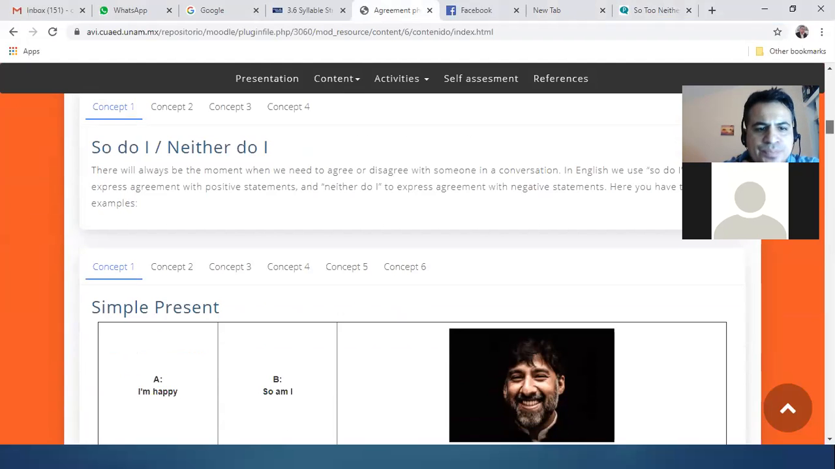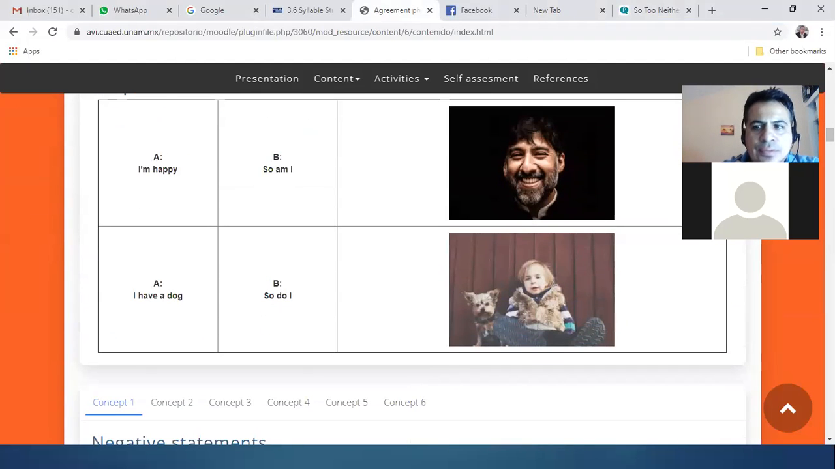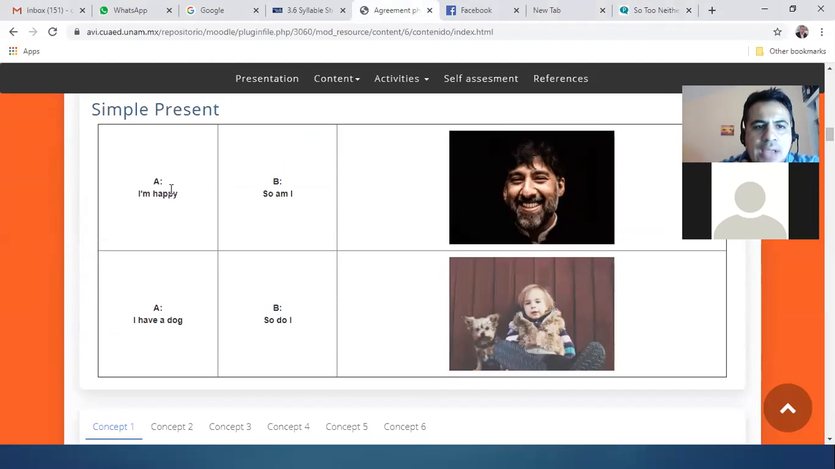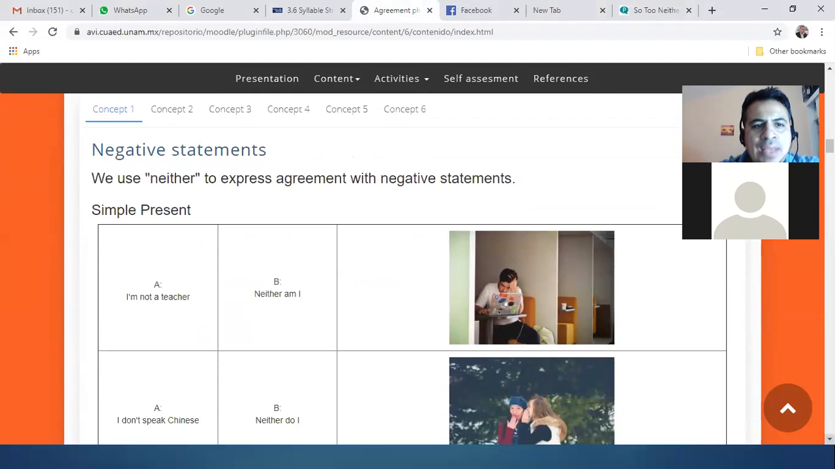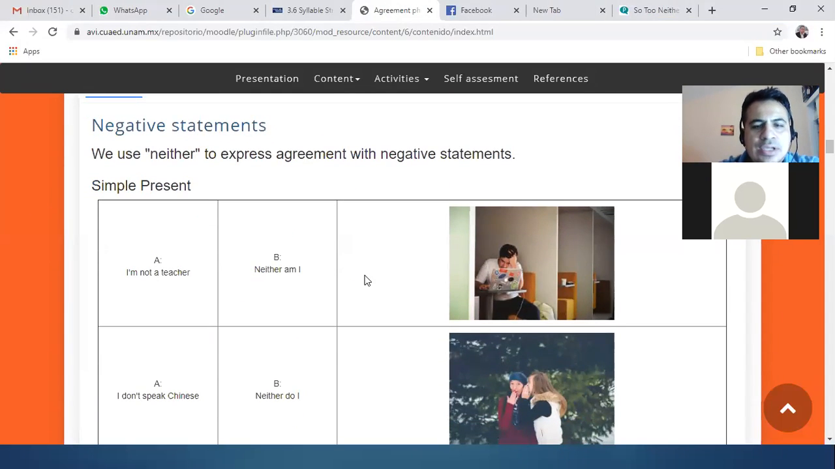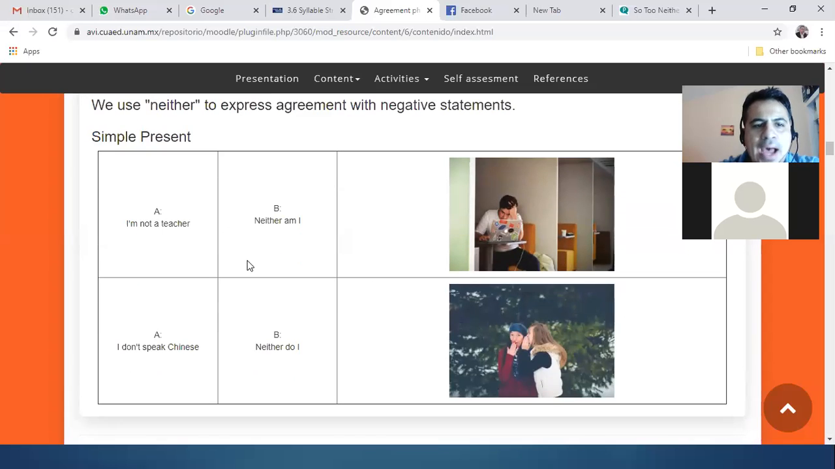So there are examples here of how you can use so do I, neither do I. For example, look at the picture here. I am happy. How can you reply? So am I. I have a dog. So do I. Okay. What about negative statements? You can say, I am not a teacher. Neither am I.